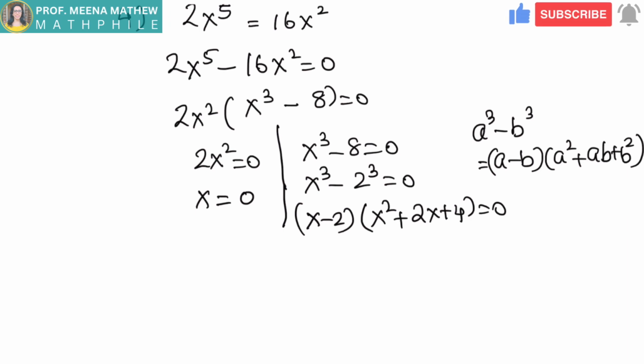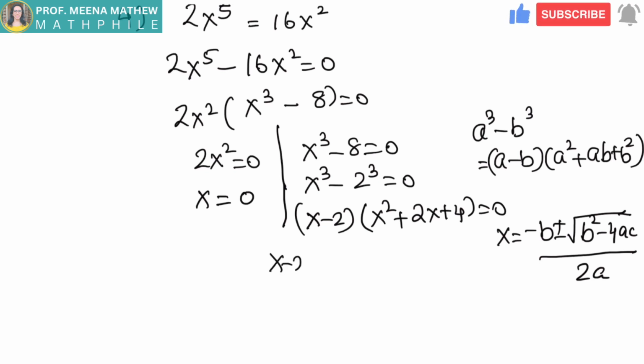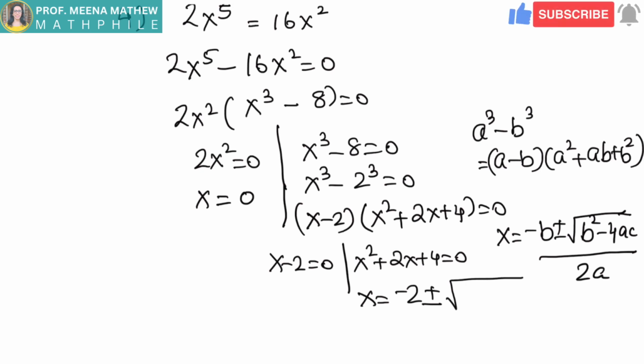So since the factorization method is not possible, we are going to use the quadratic formula, that is x equals negative b positive or negative square root of b square minus 4ac the whole divided by 2a. So here x minus 2 equals 0 or x square plus 2x plus 4 equals 0. So let us use the quadratic formula. X equals negative 2 positive or negative square root of b square, 4, minus 4 times 1 times 4 is 16, divided by 2 times 1 is 2.